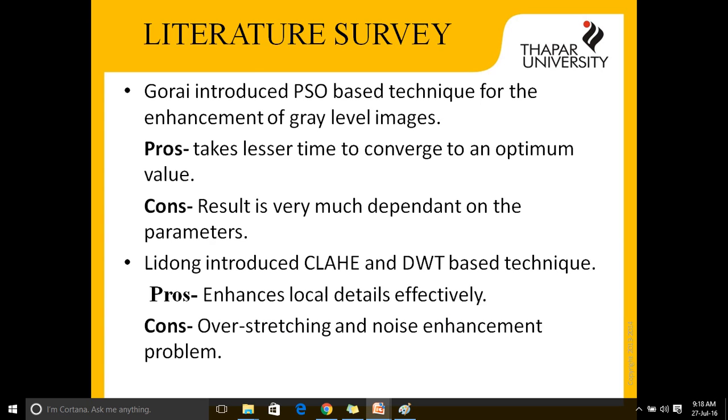Now I will discuss some of the research papers I referred. A PSO based image enhancement technique was introduced by Gorai. It reaches the optimum value faster, but its outcome is much dependent on the parameters. And a CLAHE and DWT based technique was proposed by Ledong. It enhances local details but causes overstretching while equalizing and introduces noise.